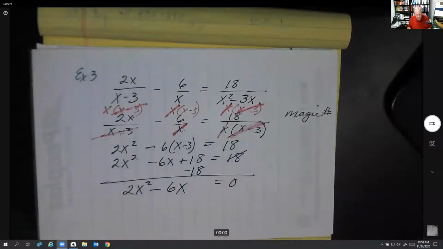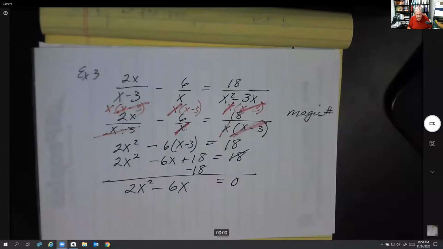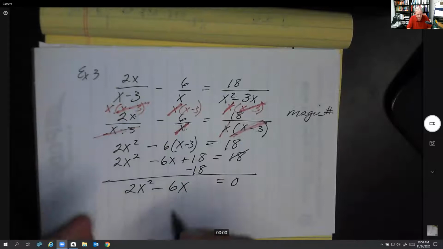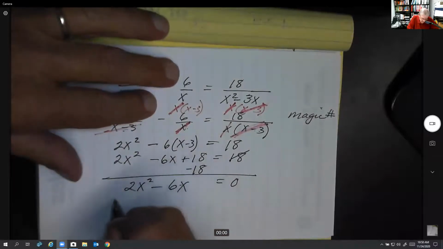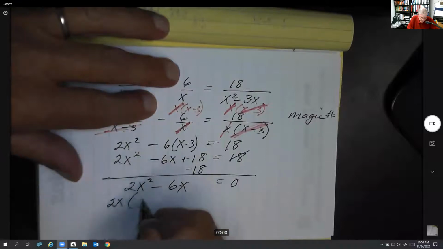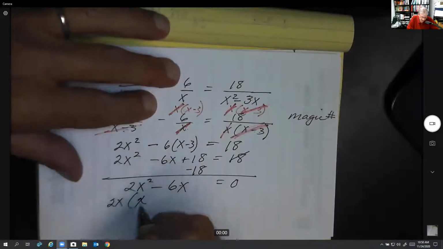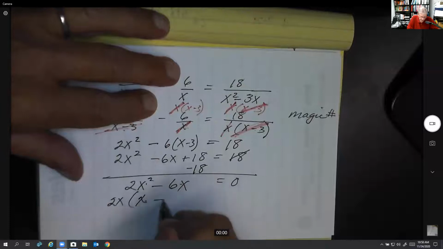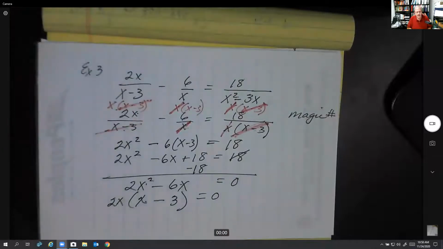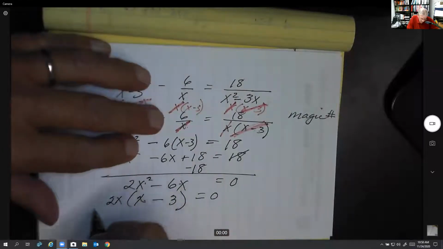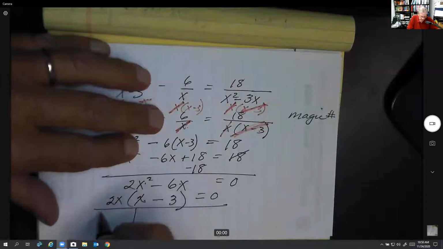Now to solve this problem, I'm going to have to factor that out. I'm not going to use binomial factoring. I'm just going to take out a 2x. 2x times, this would give me x, right? 2x times x minus 2x times what? 3 equals 0. Then I'm going to solve like I had before. I'm going to take each part, set it equal to 0, and solve.